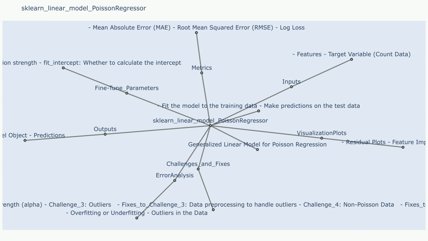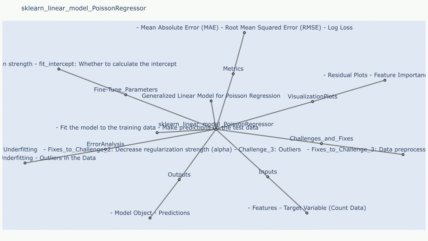Fixes. Utilize a zero-inflated Poisson regression model, which accounts for the excess zeros in the data. Consider using a mixture model that combines a Poisson distribution for non-zero counts and a separate component for zero counts. Explore data transformations to address zero inflation.